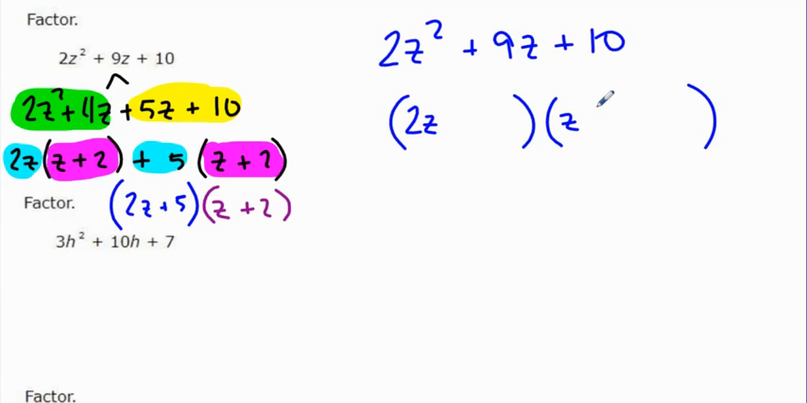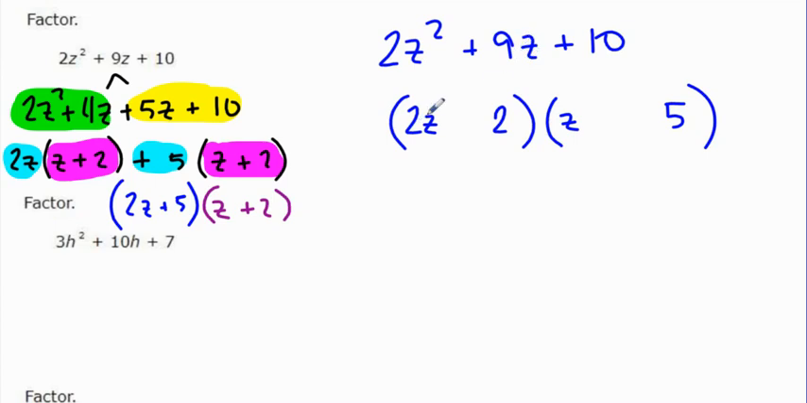Okay. Now I want to look at my last term here, 10, right? I want factors of 10, so it could be 1 times 10 or 2 times 5. So I'm going to purposely put them in the wrong spot here just to prove a point. If I put 2 and 5 here, now we pretty much have to multiply these two binomials, trial and error, that's the whole point of it, to get this 9z, right?